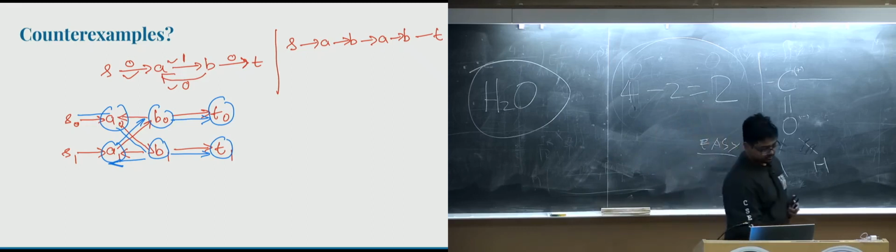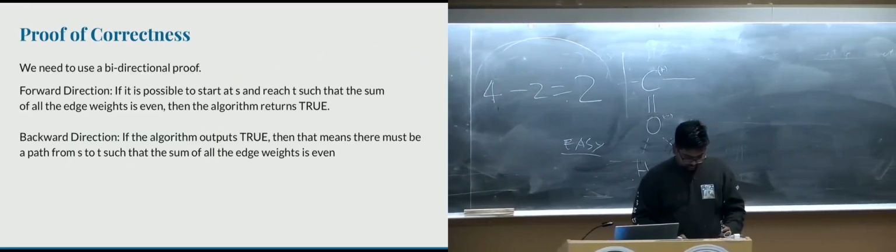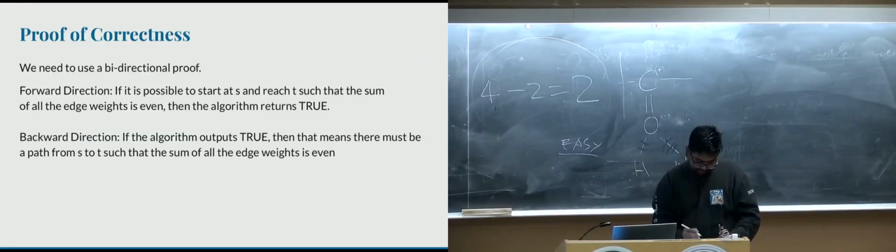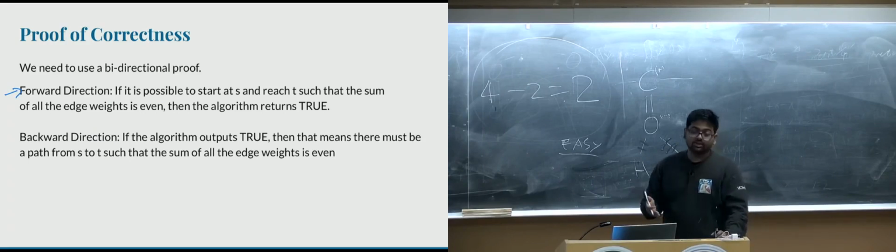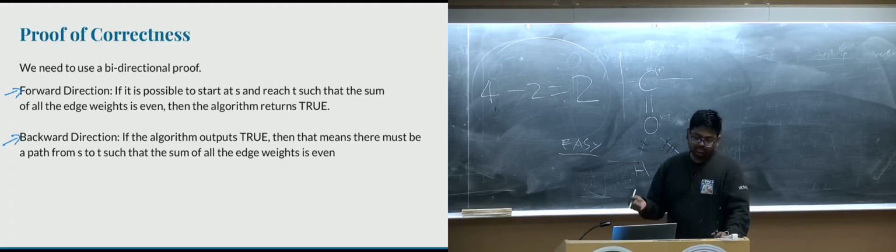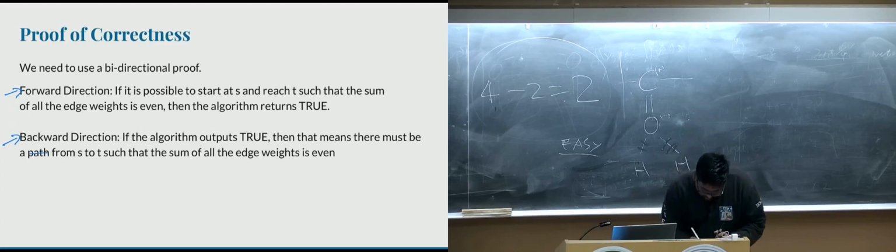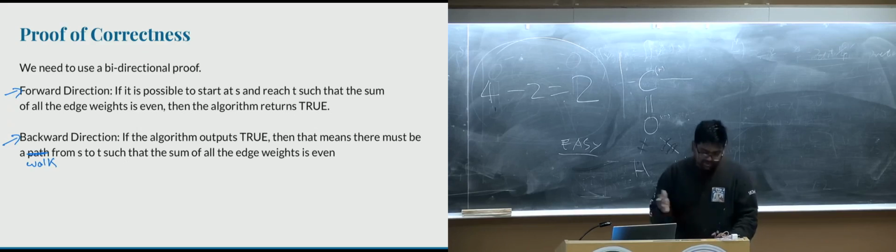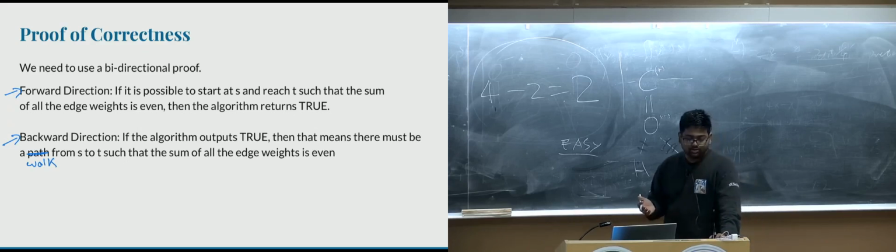Okay. So yeah, forward direction exactly the same as we discussed. That means if there is a walk such that the sum of all the edge weights is even, then the algorithm should return true. And your backward direction is, if the algorithm outputs true, that means there must be a walk from S to T such that the sum of all the edge weights is even.